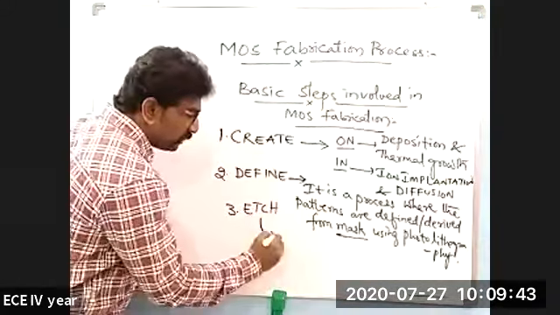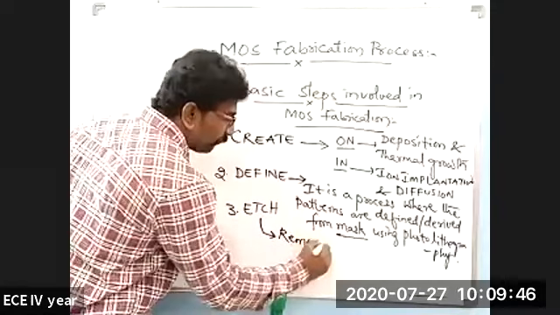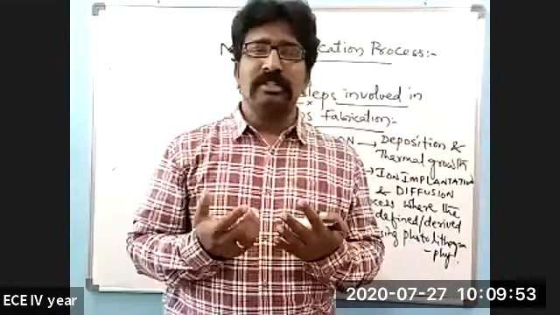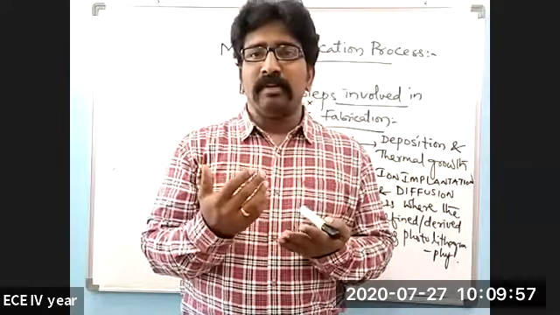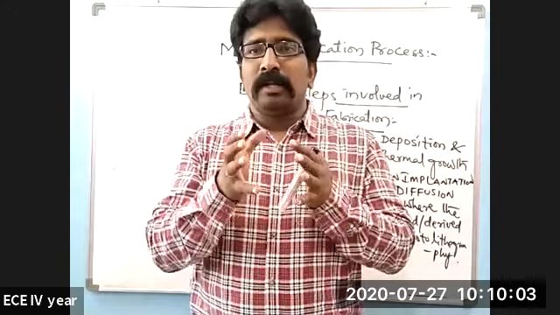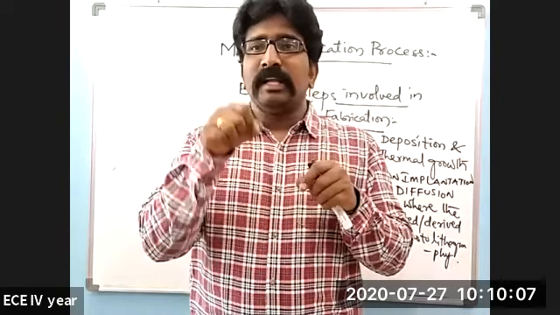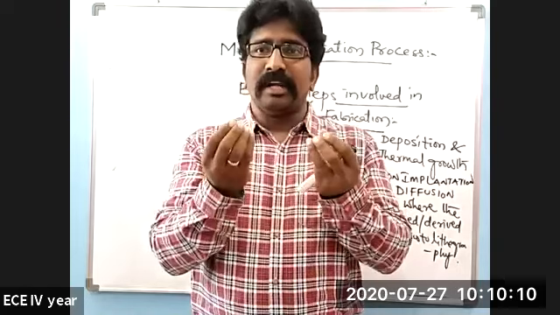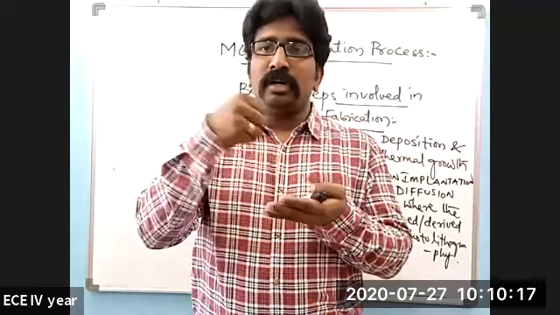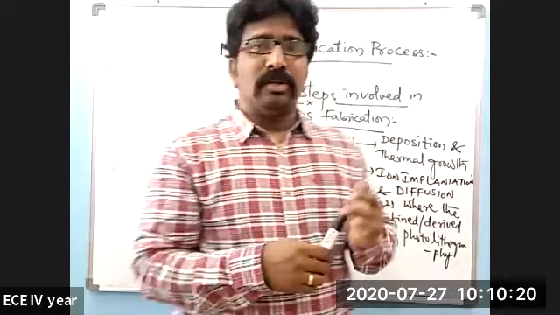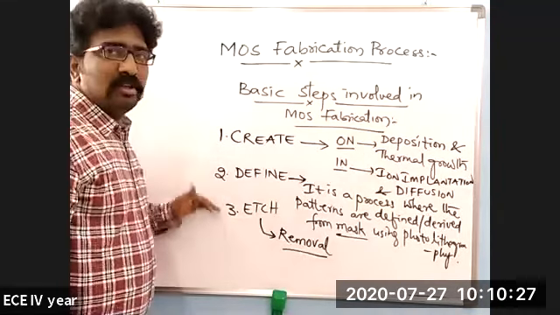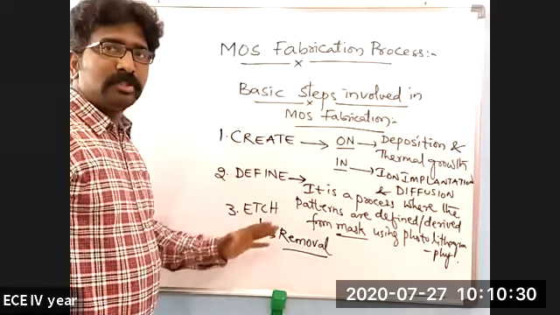The next one, etching. Etching simply means removal. During the process of making an integrated circuit, there will be many different steps where you want to remove some unwanted layers. If you want to define the source and drain, then I need to remove some layers from the substrate, and this process of removing unwanted layers is called the etching process. So throughout the process of fabrication, you will have these three main steps: create, define, and etch.